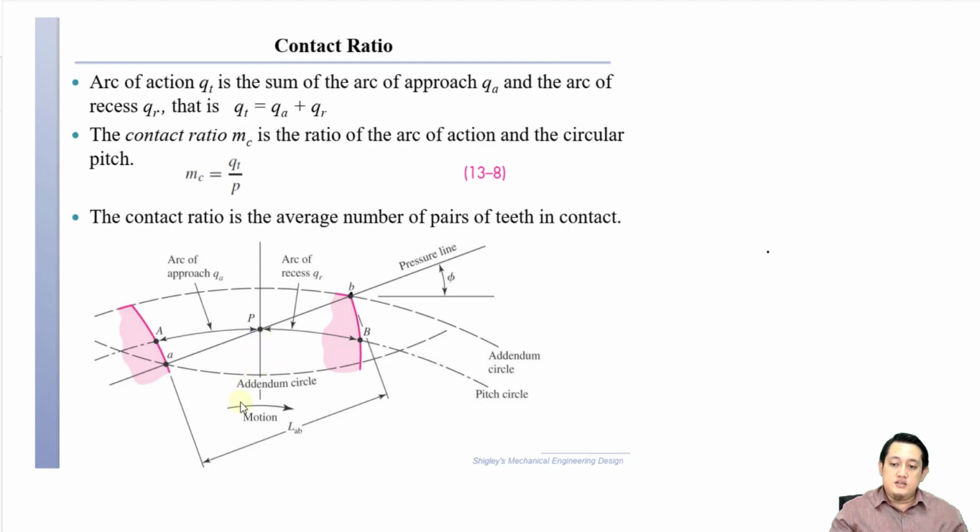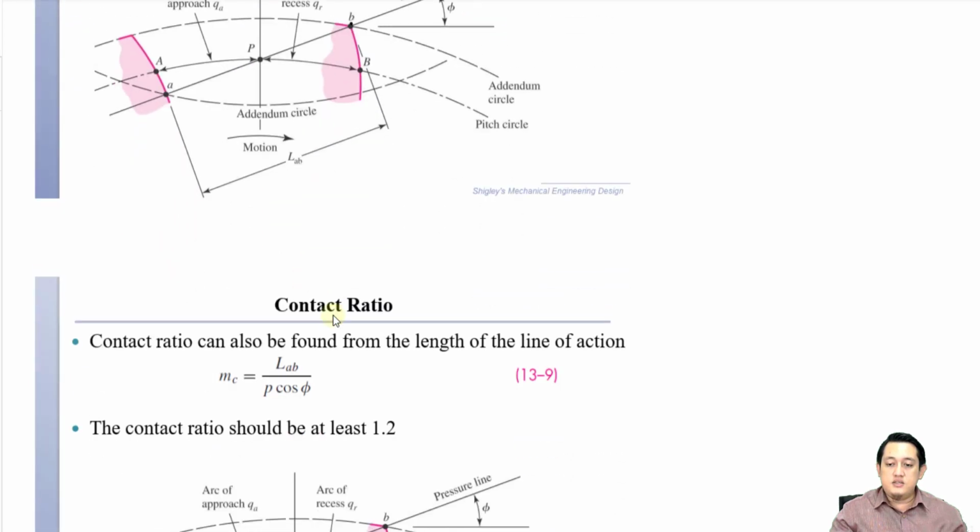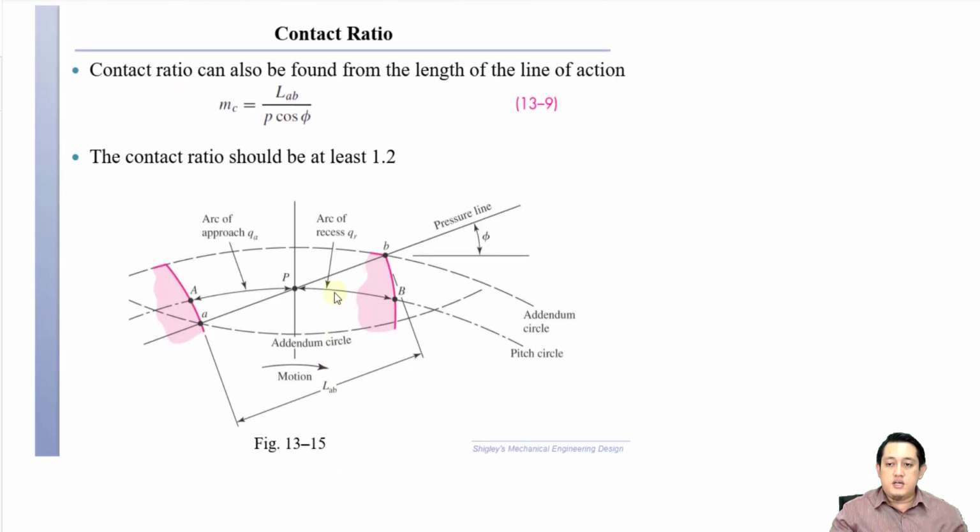Here we have another way to calculate the contact ratio using the length from point A to point B, this length here. To calculate contact ratio based on this length, it is the length from A to B over the circular pitch times cosine of the angle. This angle here is the pressure angle. It is mentioned here that the contact ratio should be at least 1.2.